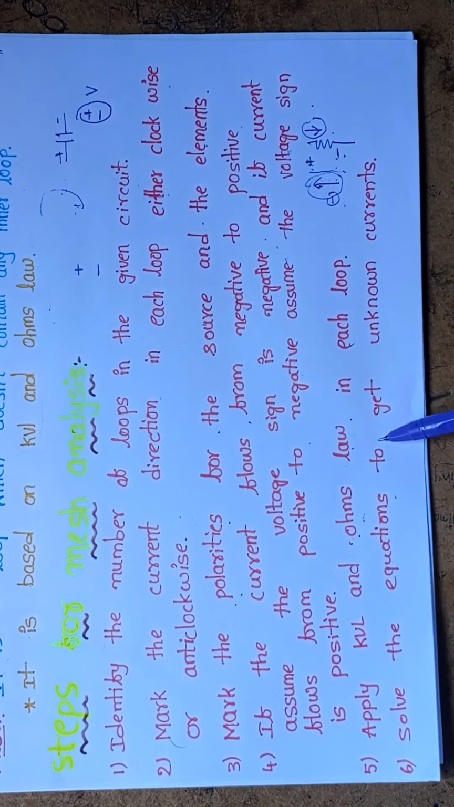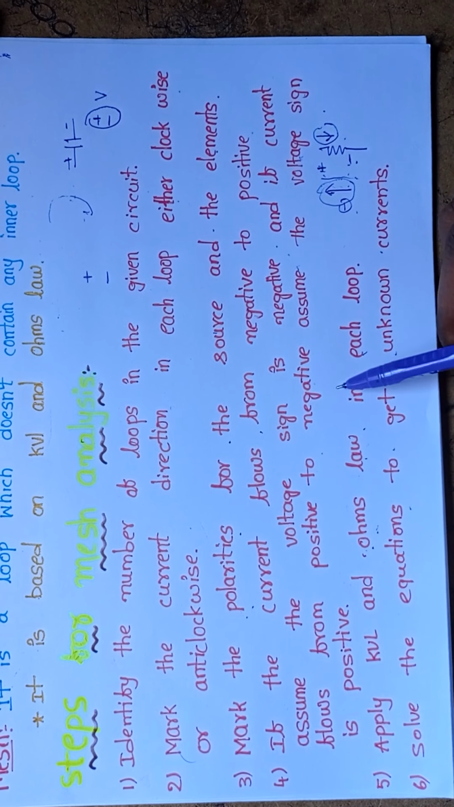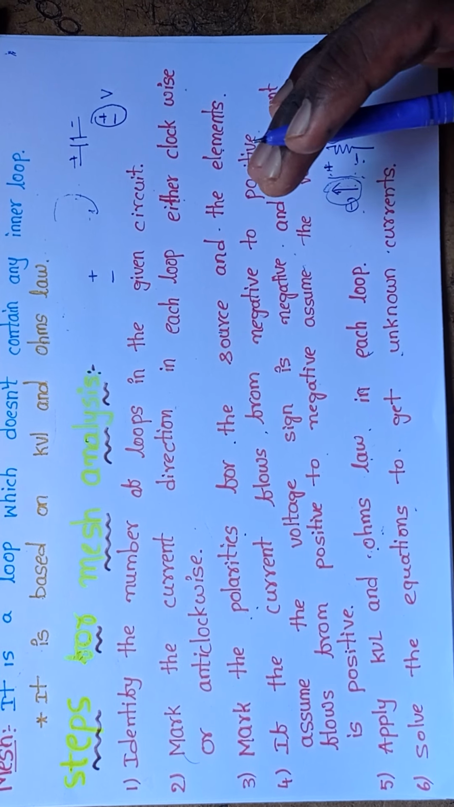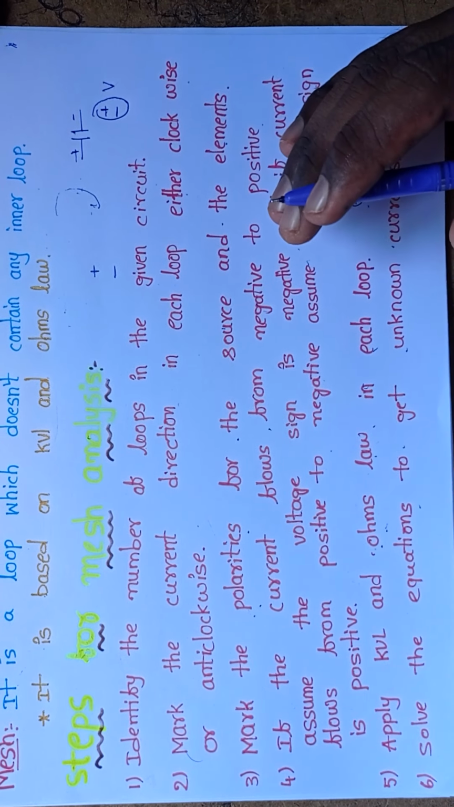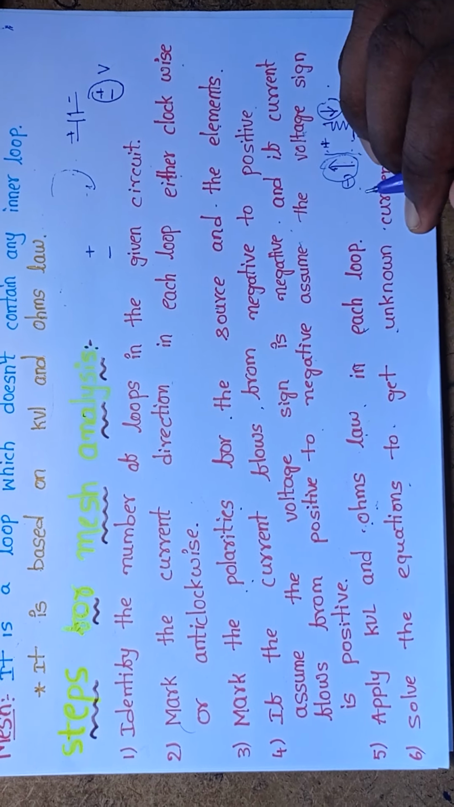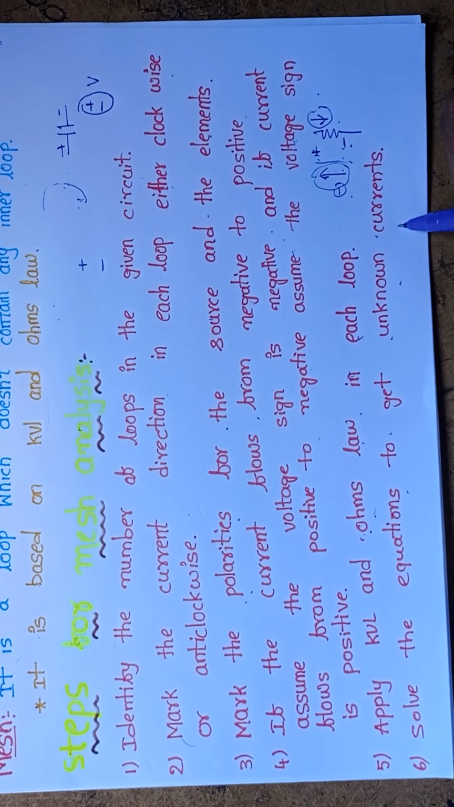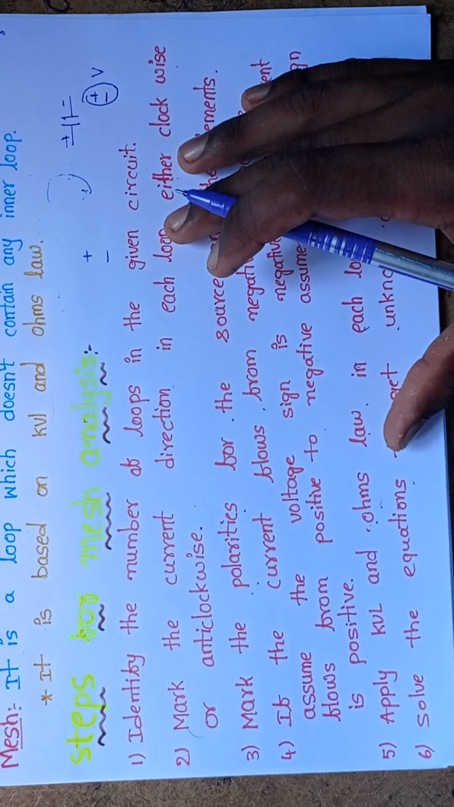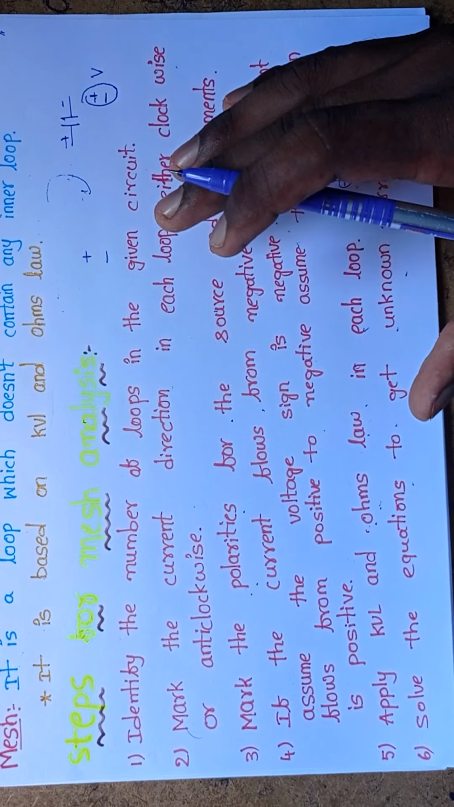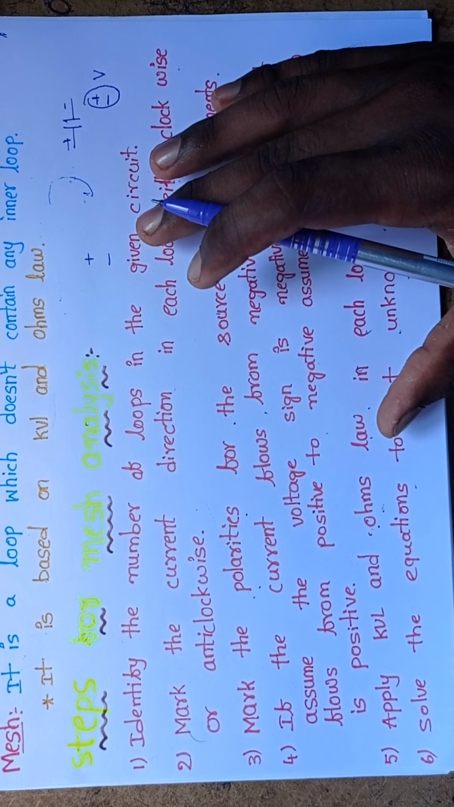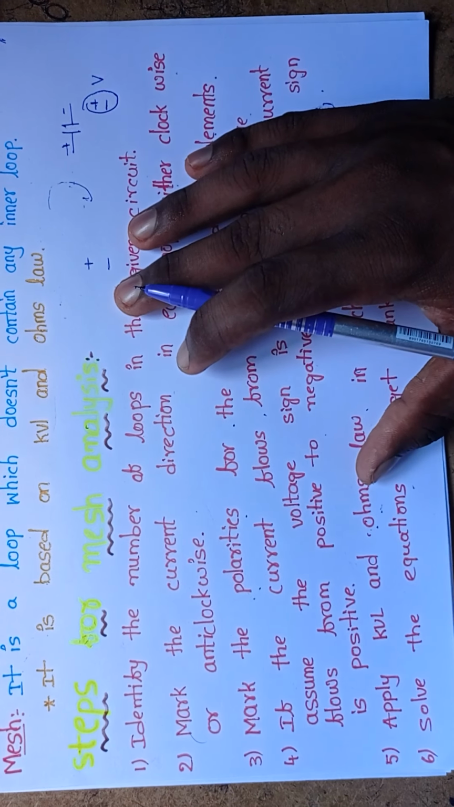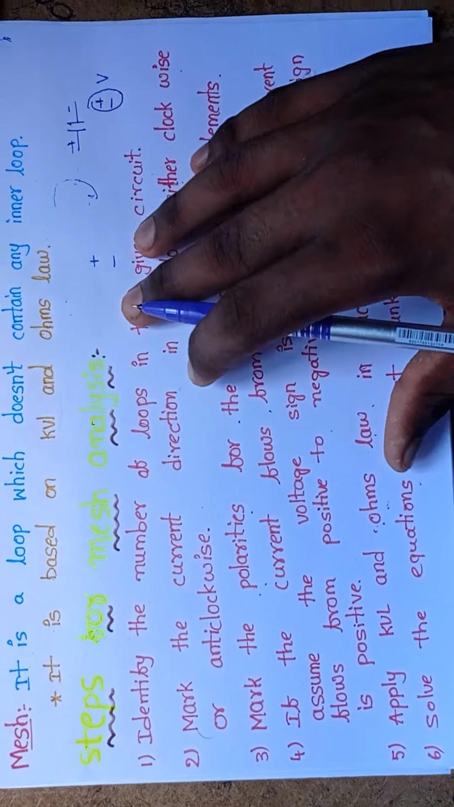And the last step is to solve the equations to get the unknown currents. In the fifth step we get equations by applying KVL and Ohm's law in each loop, one equation for each loop. By solving all the equations, we can get the unknown currents. This is how to apply mesh analysis to a circuit and find unknown currents. Now we'll do one problem on mesh analysis, then we can be clear about mesh analysis.